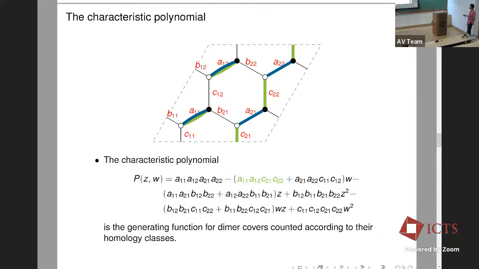For example, this is a loop of length 2, so it's a degenerate loop. And this is a more interesting loop over here. The W over here is keeping track of the fact that this loop winds around the torus one time vertically. So this is a generating function for dimer covers, where each dimer cover is weighted according to how many times it winds around the torus.